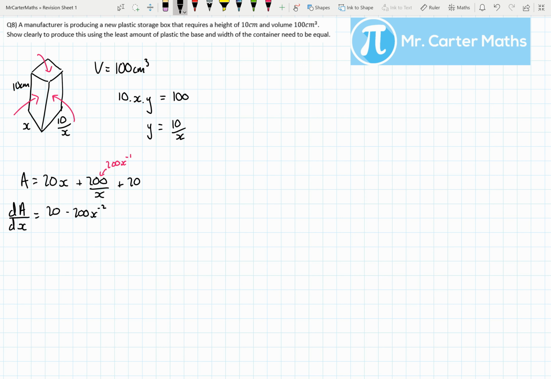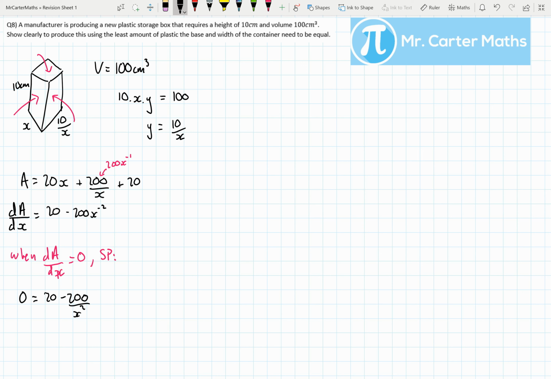Okay, I would like to know for what values of x this is at a minimum. Before I think about a minimum, I'm just going to say when it's at its stationary points. Well, it's at its stationary points when dA/dx equals 0. So I'm going to set that to 0. 0 equals 20 minus 200 over x squared.